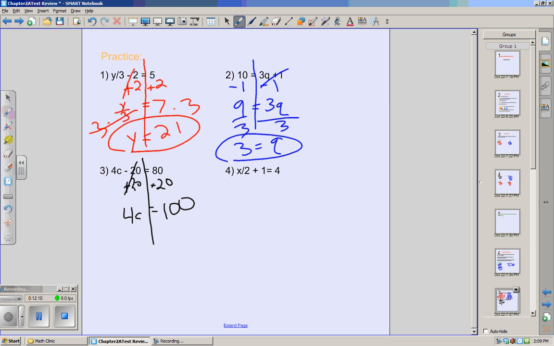4 times c, the inverse of multiplication, is division. Divide by 4. Divide by 4. C equals 25.